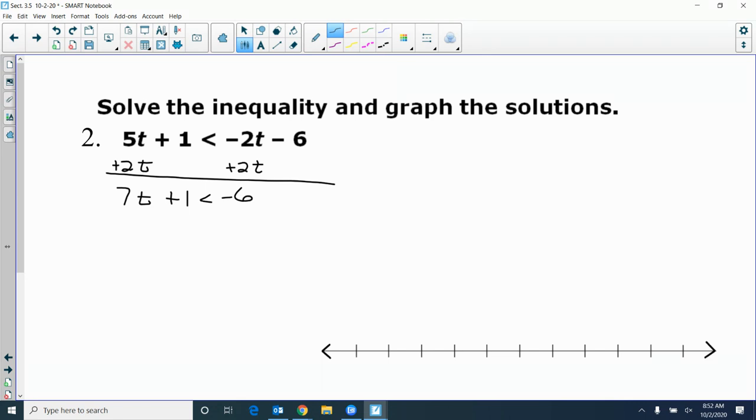What do we do then? Subtract 1 from both sides. Good. She says subtract 1 from both sides. I get 7t is less than negative 7. All right, now Zane, what do I do from here? Divide by 7. Good. Divide by 7.